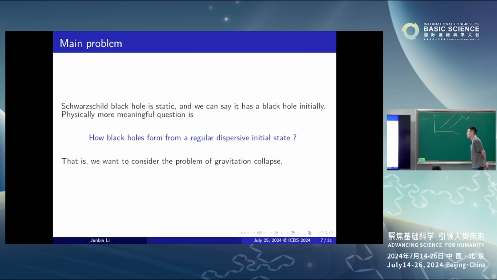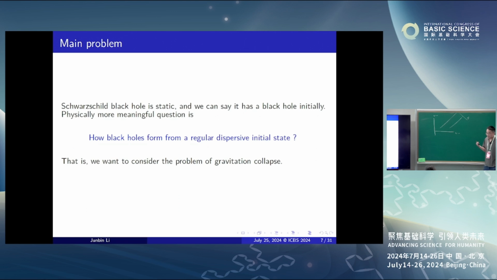Now the main problem here is, we know this Schwarzschild black hole is static, so it has a white hole region. So the space-time has a black hole initially. The question is, how can a black hole form, how does a black hole form from a regular dispersive initial state? Because the Einstein equation is of hyperbolic type in suitable coordinates, we start from some initial data, which is a regular, complete Riemannian manifold, and also a dispersive initial state.